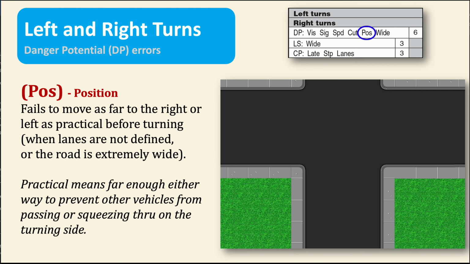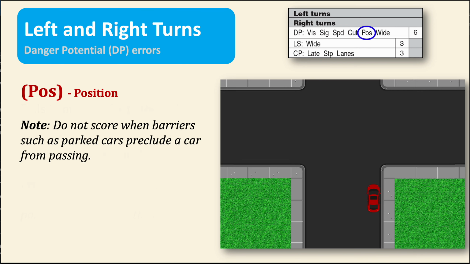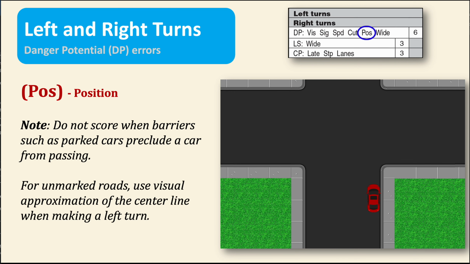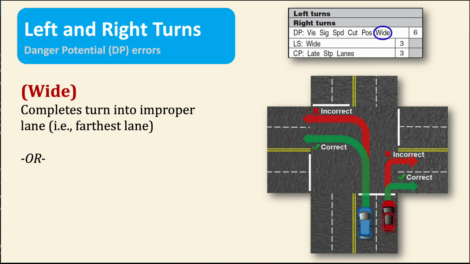You've already noticed this section has 6 points for the danger potential penalties. There's a lot of danger, and so it does have the highest score, individual error on the test. Now, if there's a barrier, such as a parked car, that precludes them from passing, then you're not going to score this. So for unmarked roads, remember, try to use a visual approximation of where the center line is when making a left turn.